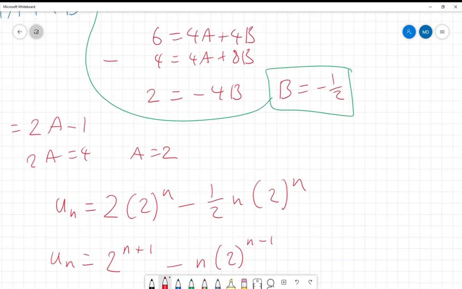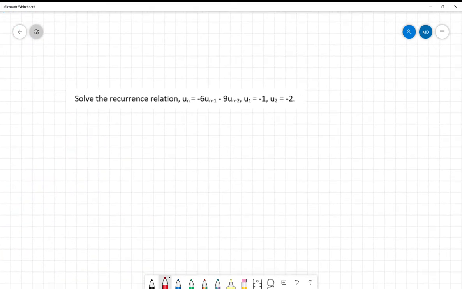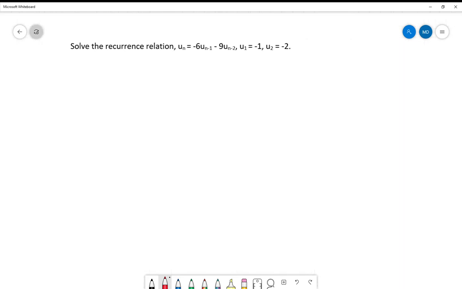Okay, on to a second example, which is up here somewhere. There we are. Solve the recurrence relation u_n equals negative 6 u_(n-1) minus 9 u_(n-2), with u_1 equal to negative 1 and u_2 equal to negative 2. So, again, rearrange: u_n plus 6 lots of u_(n-1) plus 9 lots of u_(n-2) is equal to 0.